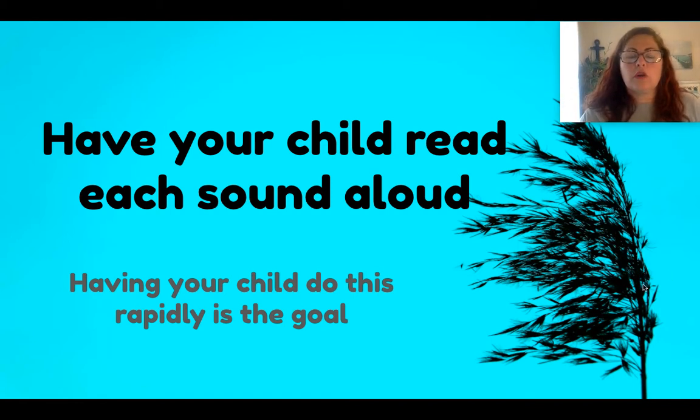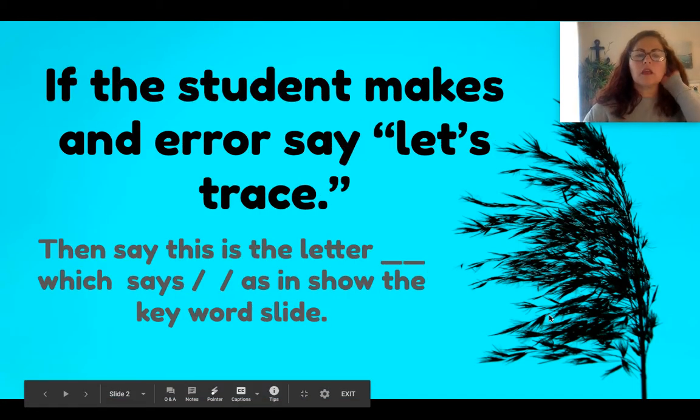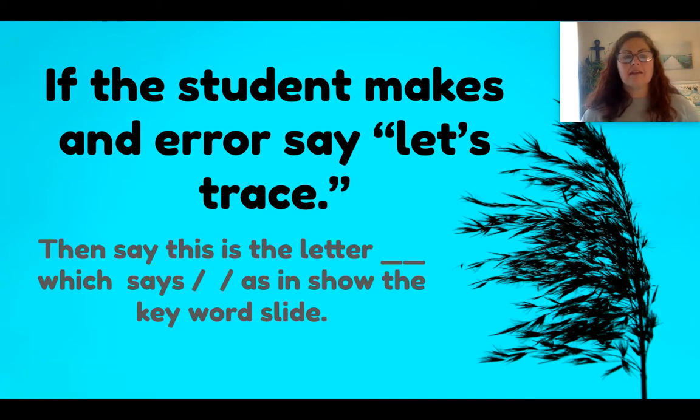Your goal for the following slides is to have your child read each sound aloud and to do it as rapidly as possible. If they make an error, then say, this is the letter A, which says ah. Then you're going to show the keyword slide that would show the apple. You would have them trace, as you've seen in prior videos. A says ah. A says ah. And have them do that 3 times using those 2 fingers. That helps get the information into their brains.